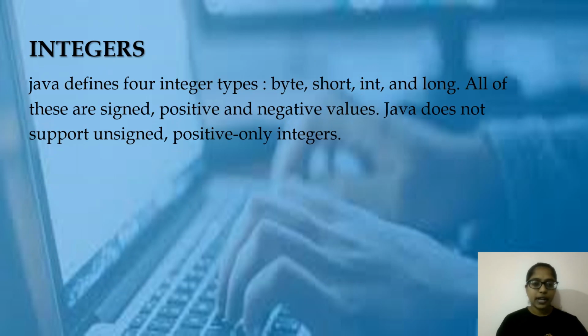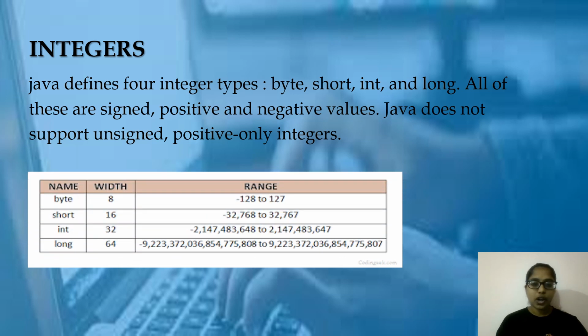Next is the integer. Java defines four integer types: byte, short, int, and long. All of these are signed, positive to negative values. Java doesn't support unsigned, or only positive, integers. In the figure you can see the width, which is the size of the integers: byte is 8 bits wide, short is 16, int is 32, and long is 64.